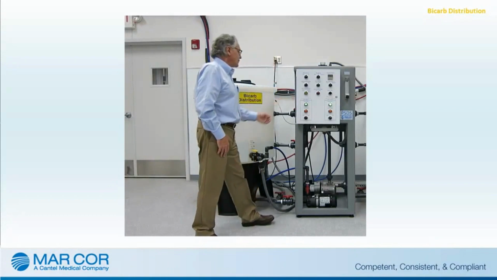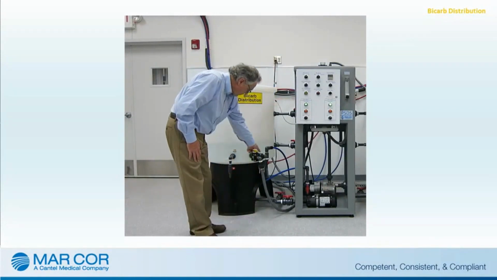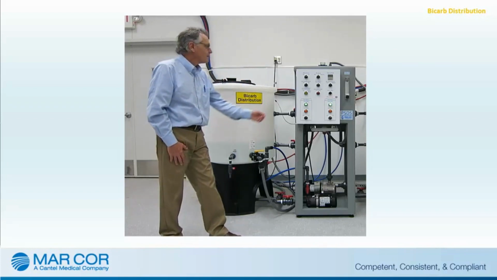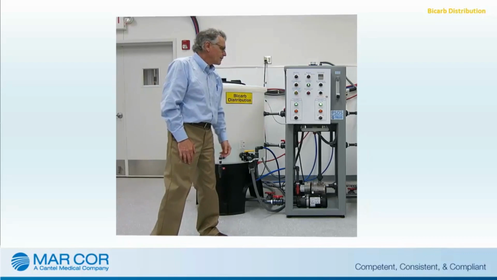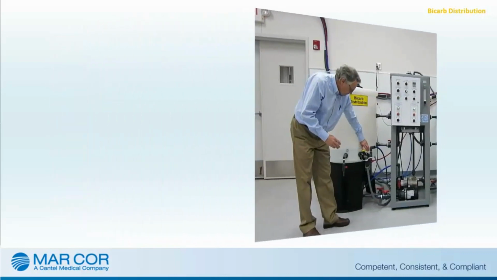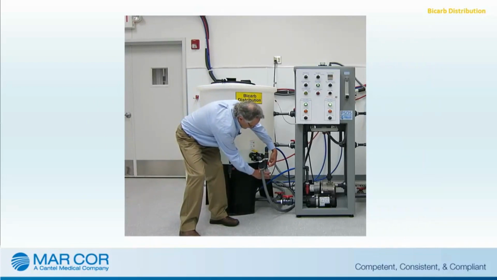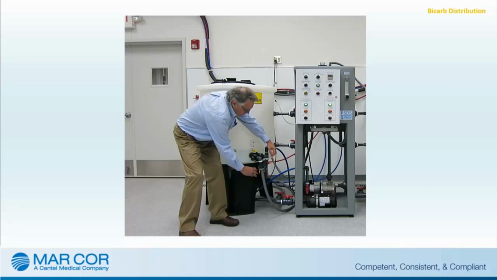Ensure that the bicarb solution has been tested and is ready for use, and the distribution loop ports are ready for normal operation. The distribution pump will be used to pump the bicarb solution from the distribution tank to points of use in the bicarb loop. The end of the loop will return back to the distribution tank.